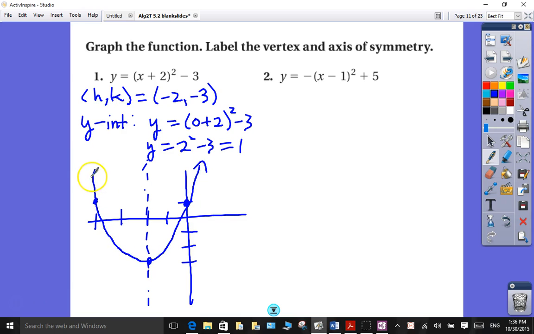What's that? I did. 2 squared is 4. 4 minus 3 is 1. You asking right here? 2 squared is 4. 4 minus 3 is 1. So try to do the one on the right.